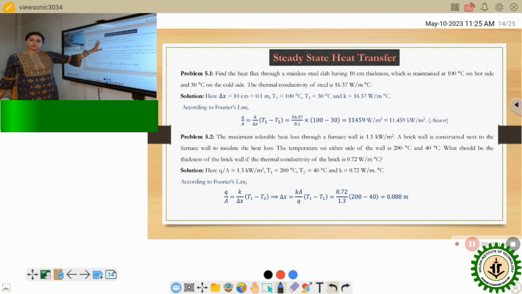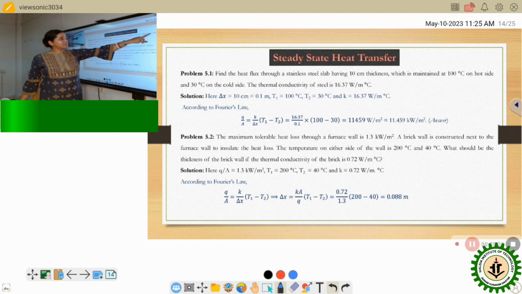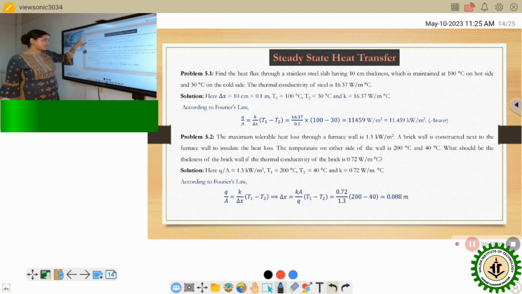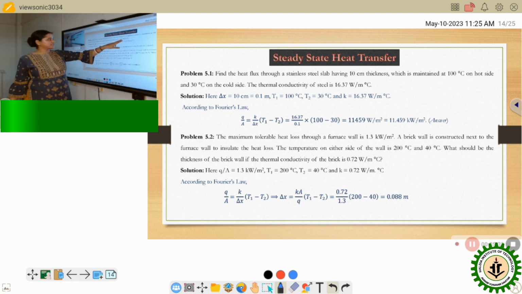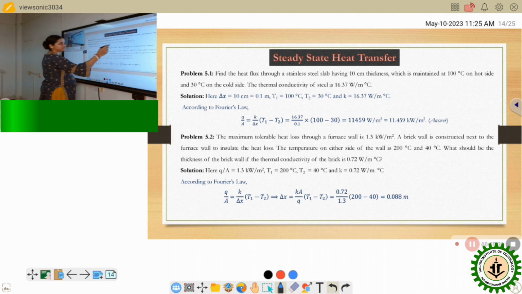Now coming to two problems for this. Find the heat flux through a stainless steel slab having 10 centimeter thickness, which is maintained at 100 degrees Celsius on the hot side and 30 degrees Celsius on the cold side. The thermal conductivity of steel is 16.37 watt per meter degree Celsius. So it is saying that a steel slab is given.